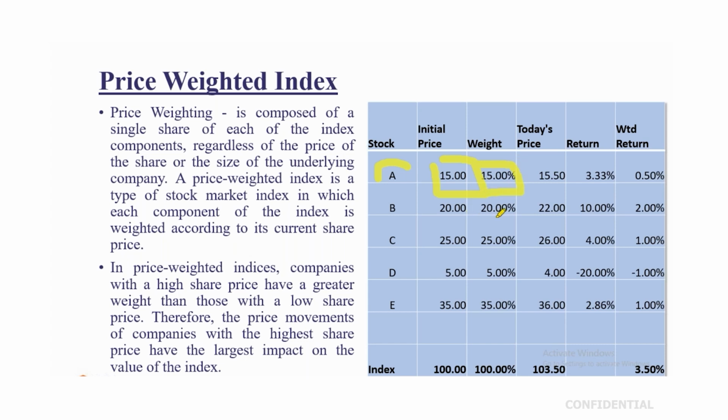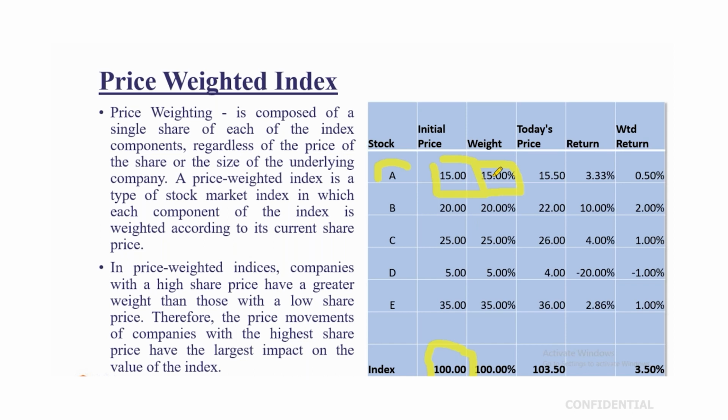20 rupees, 20%. The overall total price is what we get by adding the prices of all the stocks, which will be 100. So when we add 15 plus 20 plus 25 plus 5 plus 35, it results in 100 rupees. That 100 rupees will be divided by 15. So 15 divided by 100 constitutes how much? 15%. So the numerator will be the stock price, divided by the total price. Based on that, a weight will be determined.